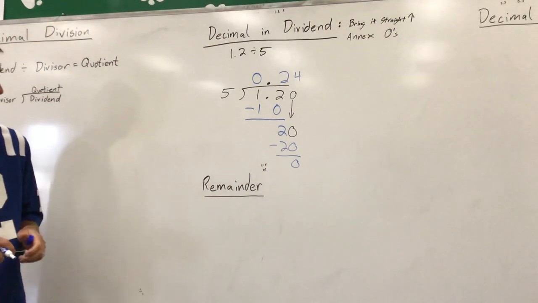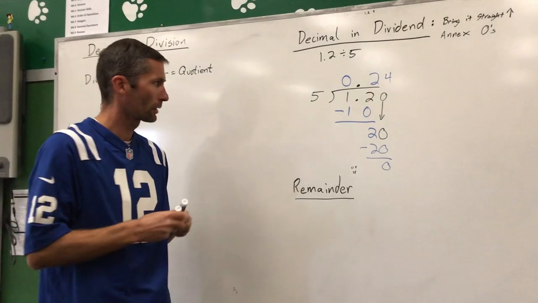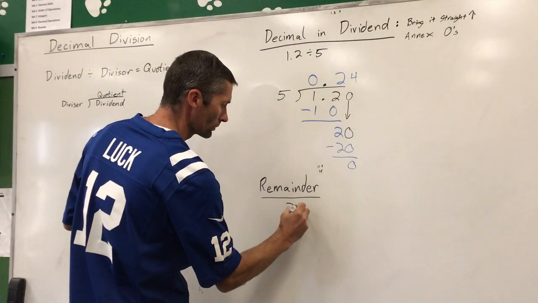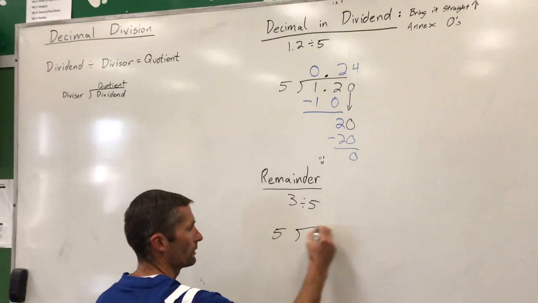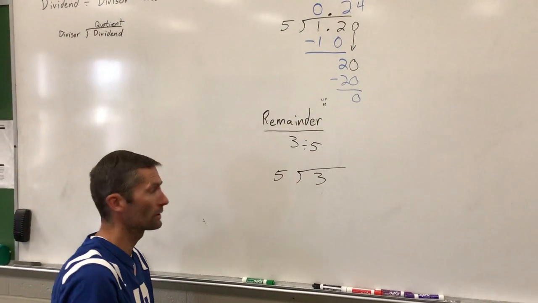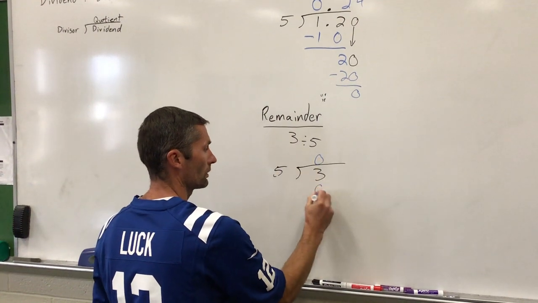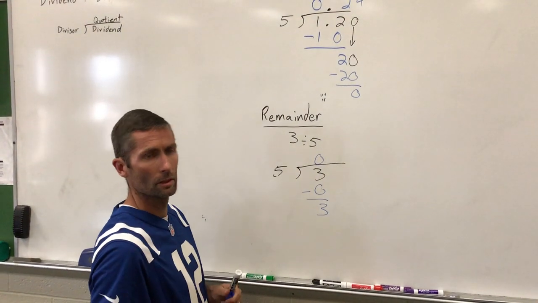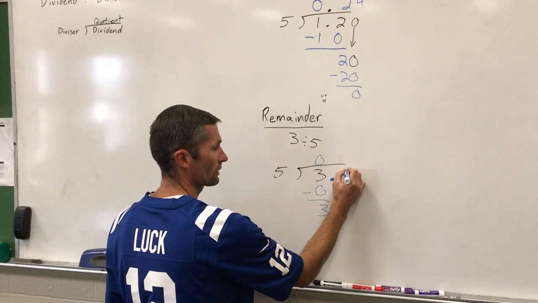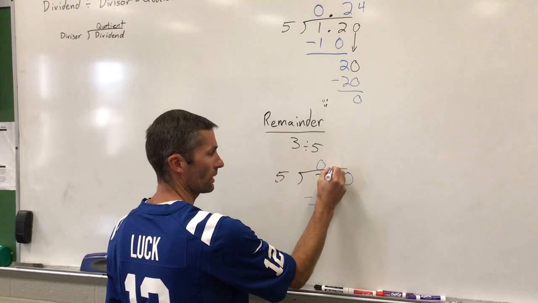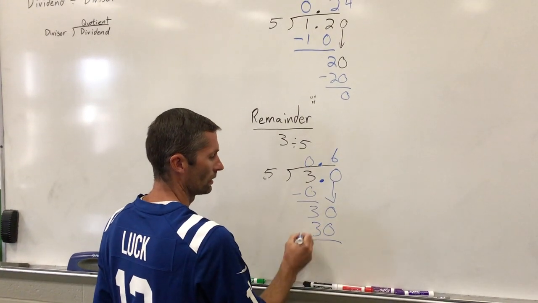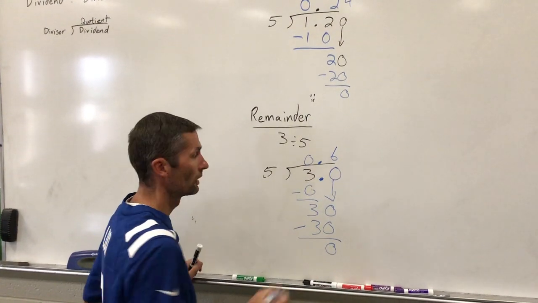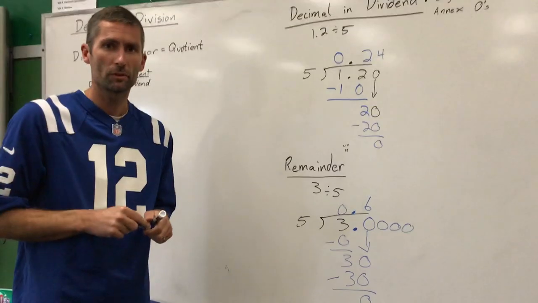Let's do one that would have had a remainder. Let's do 3 divided by 5. Okay, there's no decimals right now, so I'm going to write it. 5 goes into 3, 0 times. 0 times 5 is 0. Okay, I can't have a remainder. So I need to add a decimal place, annex a 0. And I can annex as many zeros as I want. 5 goes into 30, 6 times. I'm done. I don't have a remainder. I could keep going, but I'm just going to keep ending up with zeros. All right, so we will not have a remainder with decimals.